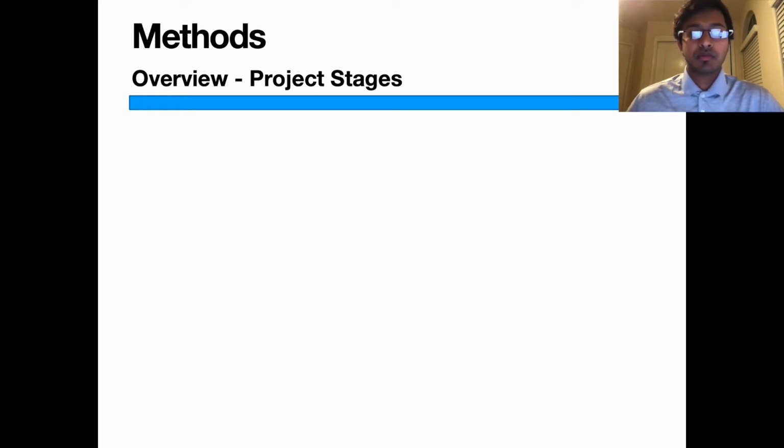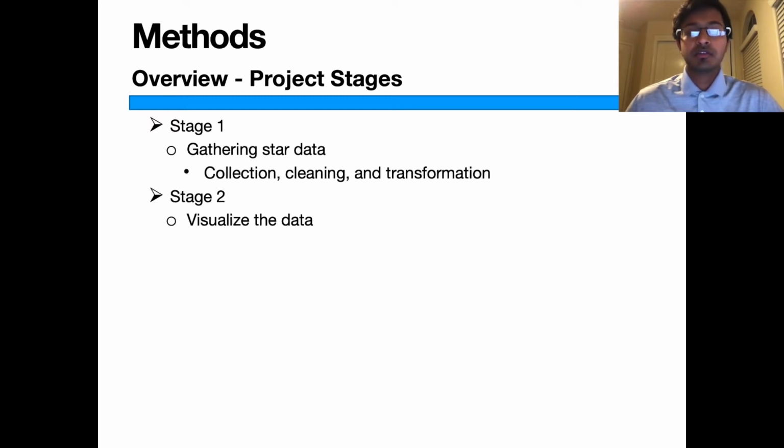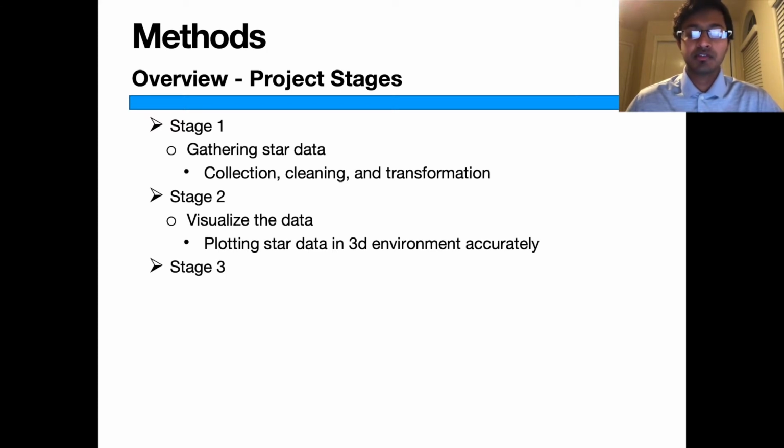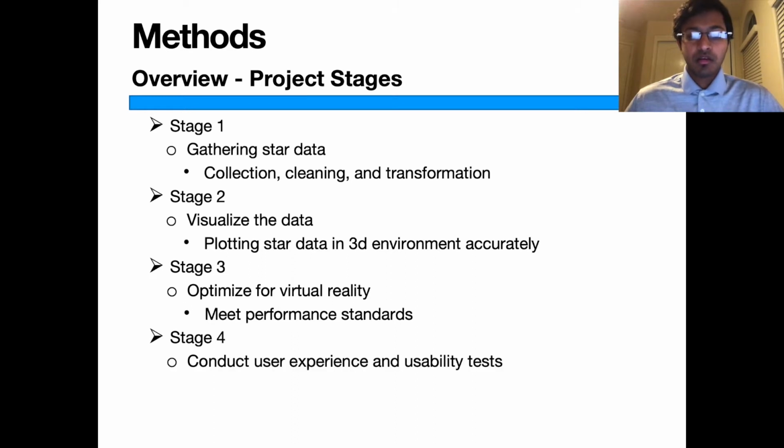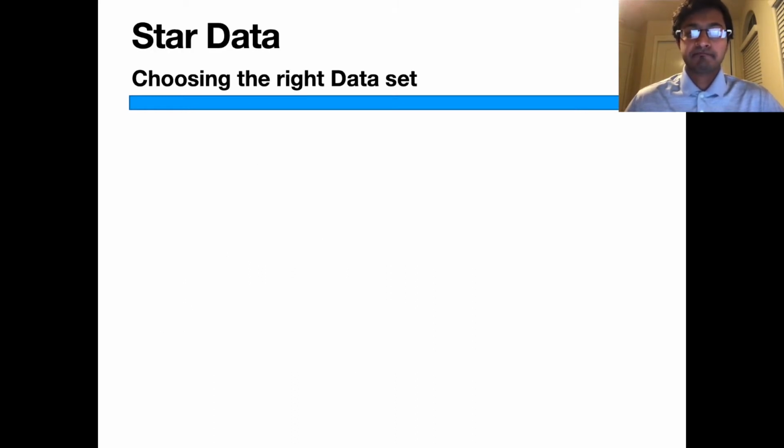Our methods consist of 4 stages. Stage 1 was collecting star data. Stage 2 was visualizing the data in a 3D space. Stage 3 was optimizing it for virtual reality. And stage 4 was to conduct user experience and usability tests. So stage 1, choosing the dataset.